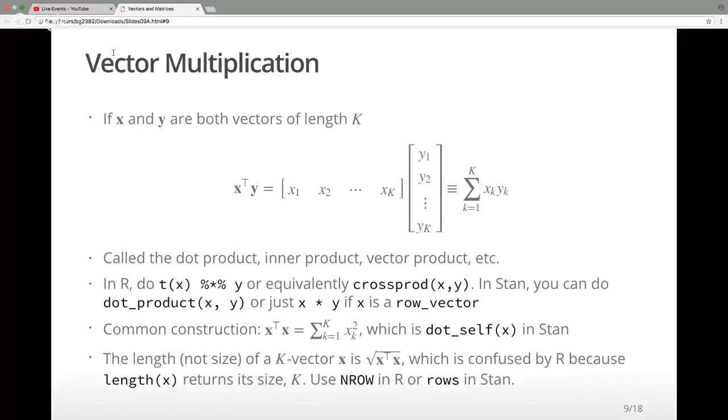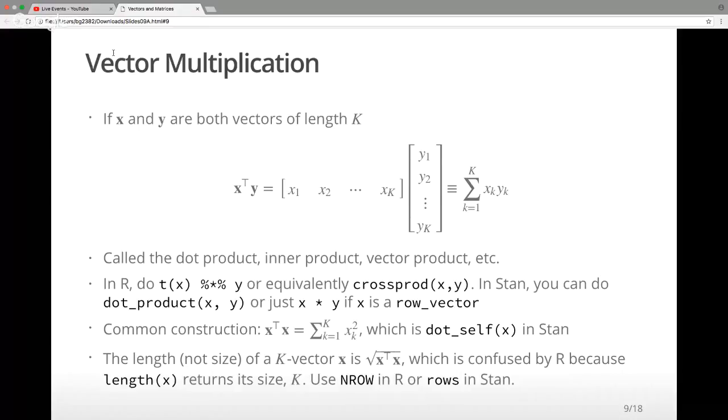So if you know that you need a sum of squares, use dot self, and then it knows, oh, okay, I only have to keep track of the derivatives of one vector when doing that. So that is the reason why they have closely related but different functions, and consequently they have different names.